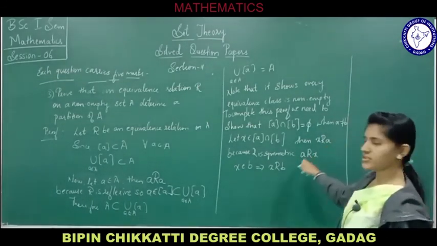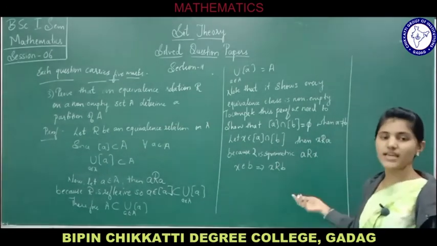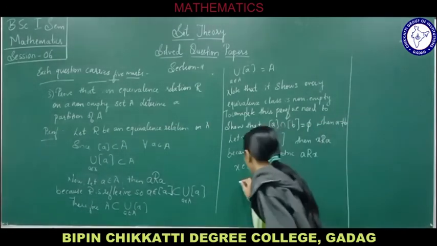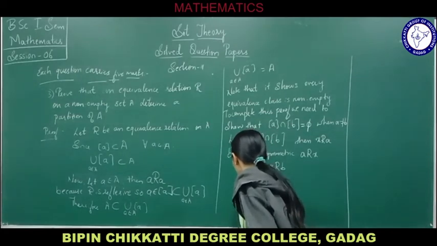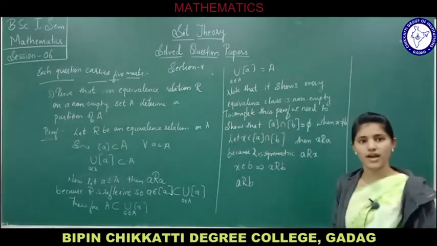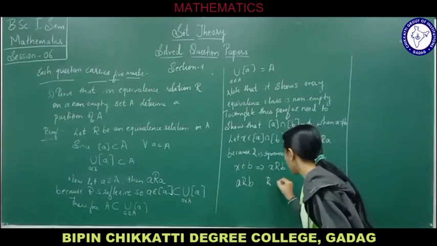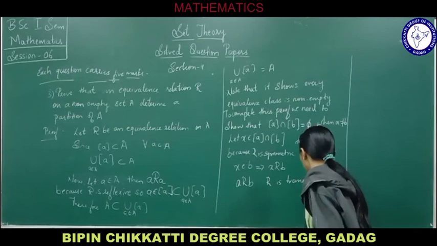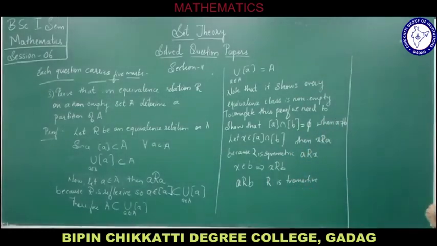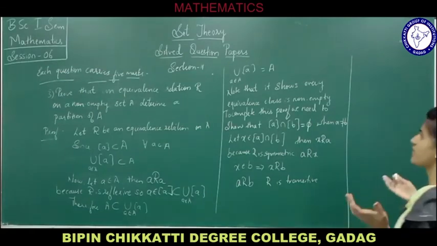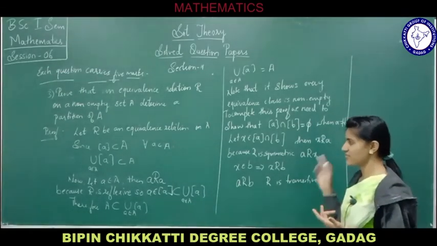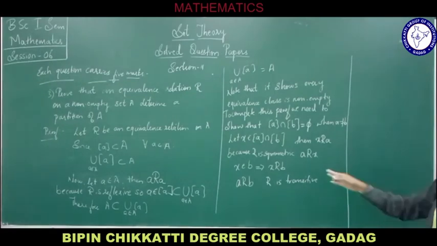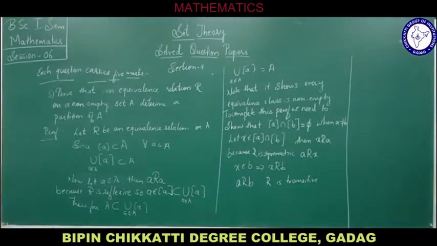X is equivalent to A, x is equivalent to B. It implies that A is equivalent to B. Why? Because R is transitive. Why is A equivalent to B? Because they have already said R is an equivalence relation. If R is an equivalence relation, we said it is reflexive, we said it is symmetric, then what is going to happen? If A is equivalent to B, it implies, what is the reason we are giving?